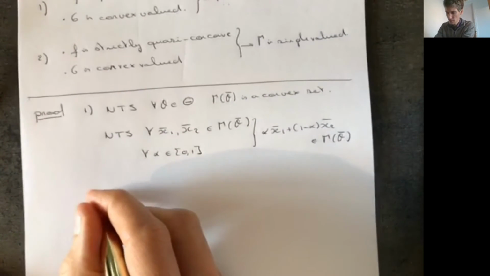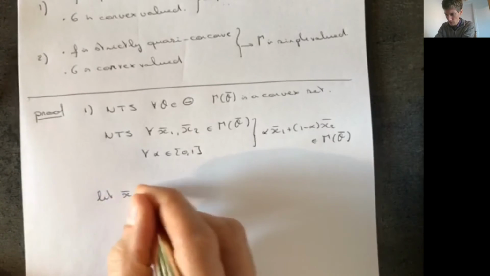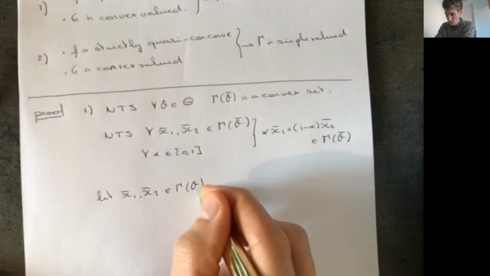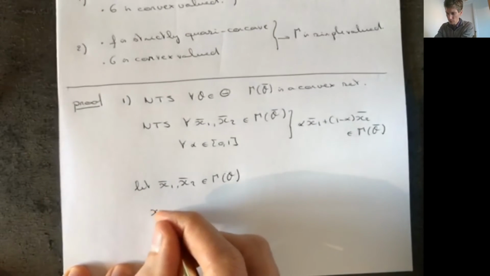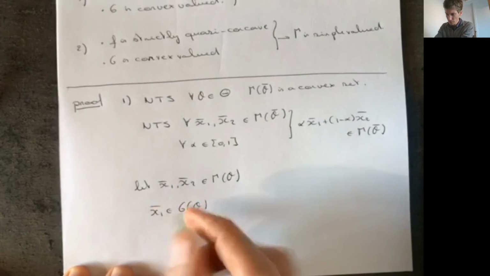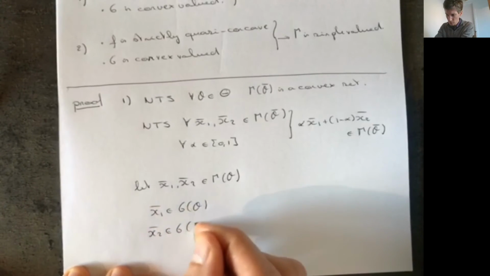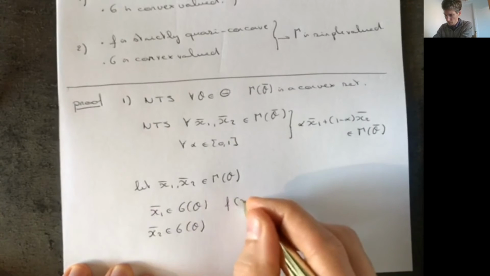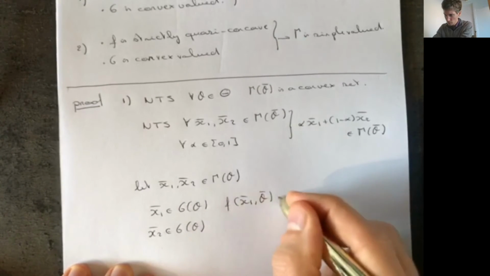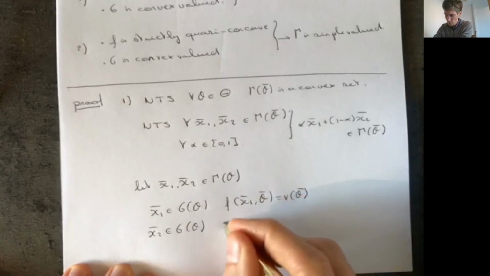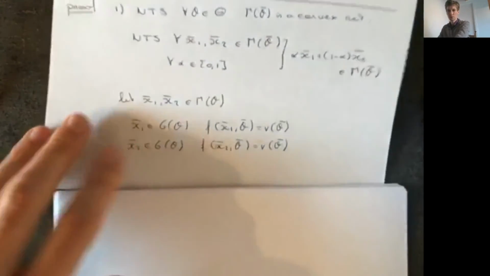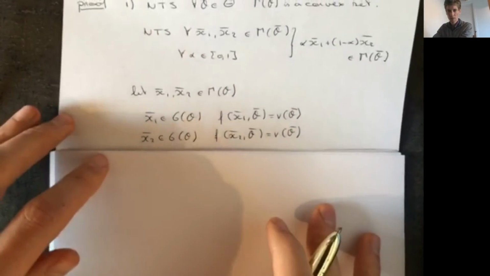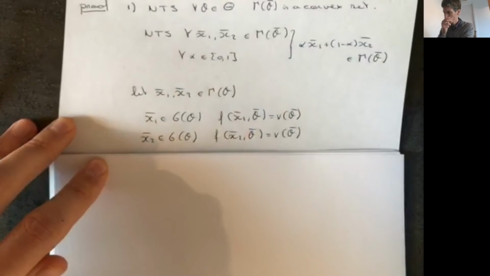Okay, so let's do this. Let x1, x2 be in gamma of theta. Let's look at the definition of gamma of theta. What do we have? We have that x1 is in g of theta, x2 is in g of theta, f of x1 theta is equal to v of theta, and f of x2 theta is equal to v of theta. So these are all the things that we have.